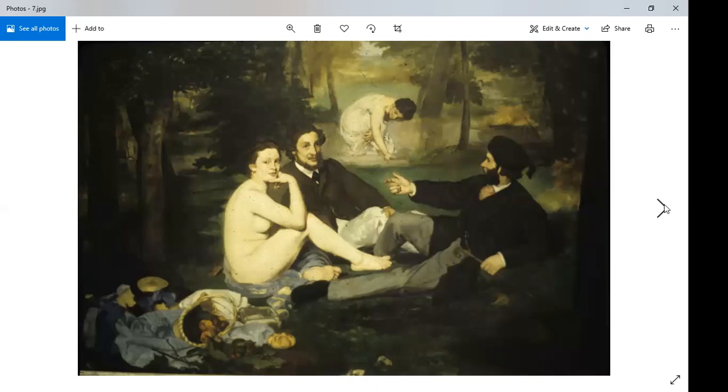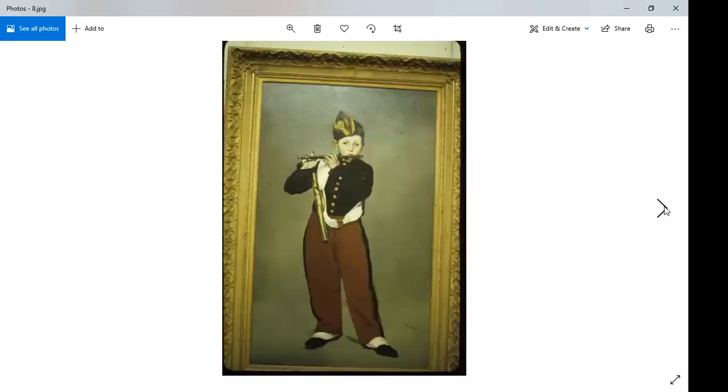Manet, Luncheon on the Grass, M-A-N-E-T, Manet. Luncheon on the Grass. It's not on the syllabus because we already covered it the first week of class in the introductory lecture. But here's what you should be writing now. Manet, the next one of his paintings, is not only a must know, but so important that the odds are much greater than 50-50 even, that it will be on the final. And that's this one, The Pfeiffer. Manet is M-A-N-E-T.